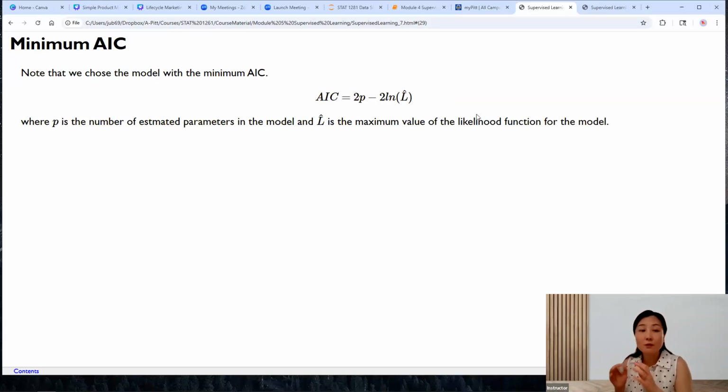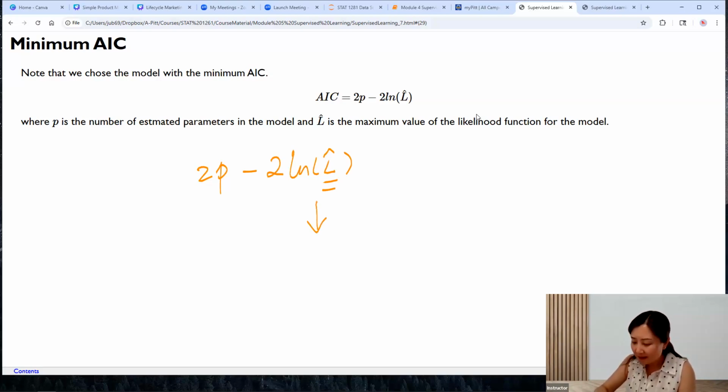So likelihood is a good thing, but if you take log of it and add a negative sign in front of it, it becomes a bad thing, right? So we want to minimize the negative log likelihood. At the same time, if we keep adding terms to a model, the likelihood will keep increasing. However, the negative log likelihood will decrease. But at the same time, P, the number of terms, is increasing, right?